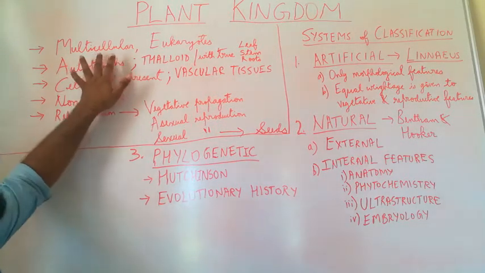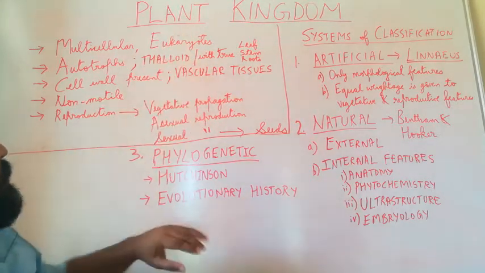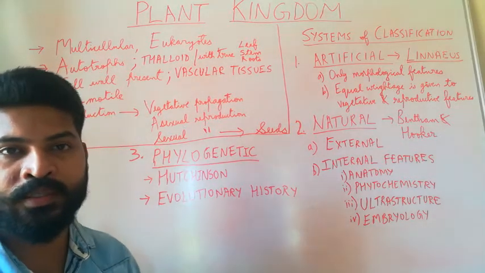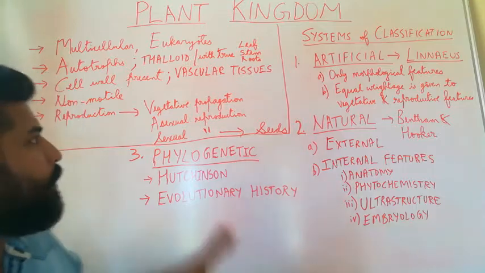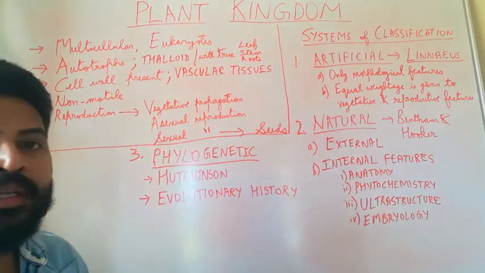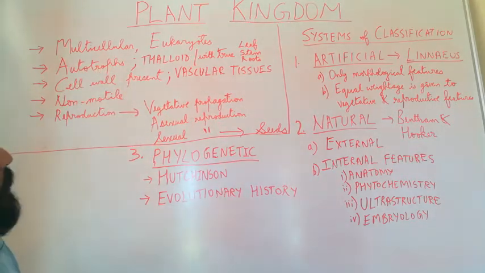Plants are multicellular organisms which are eukaryotes. They are predominantly autotrophs. A few parasitic plants are present, but most of them are autotrophs. They use the sunlight or some other inorganic material to produce energy.